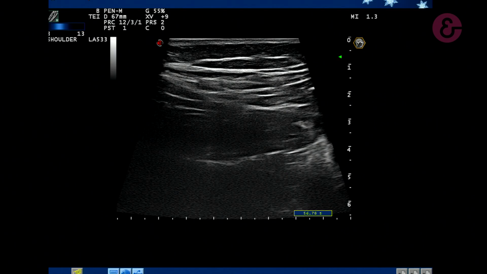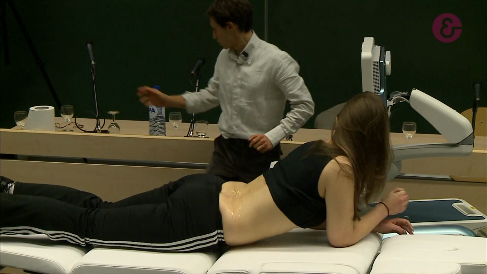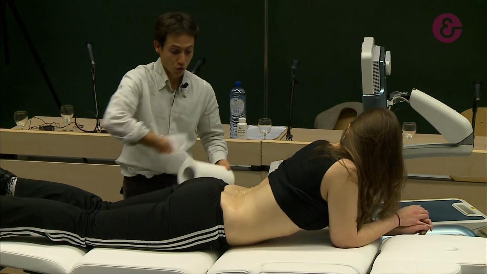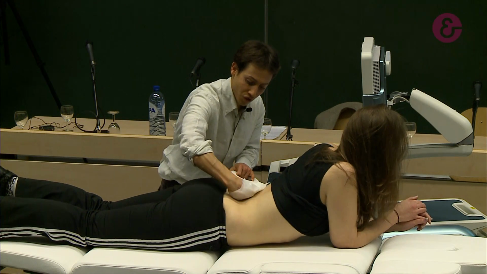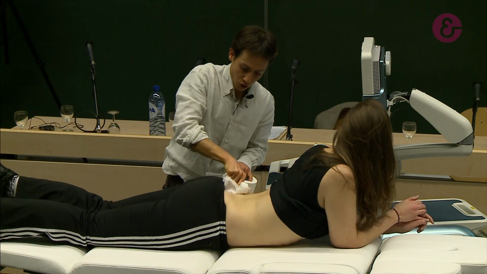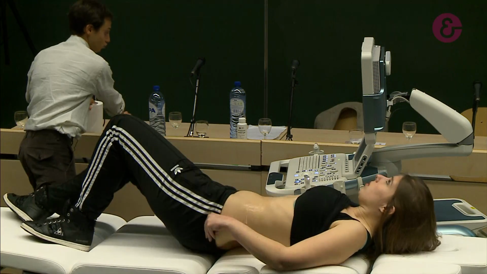So now we can move to the second part. Now I will show you first an activation of transversus abdominis muscle, so a selective contraction of this muscle, and after we will move to some more functional movements.